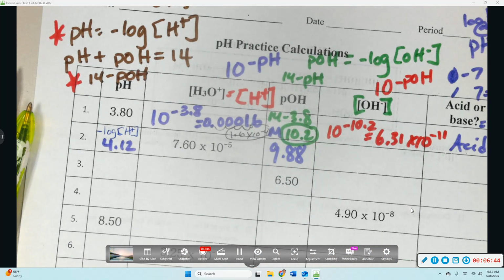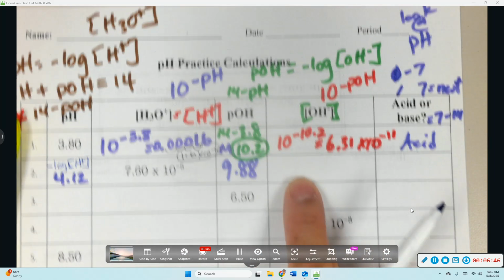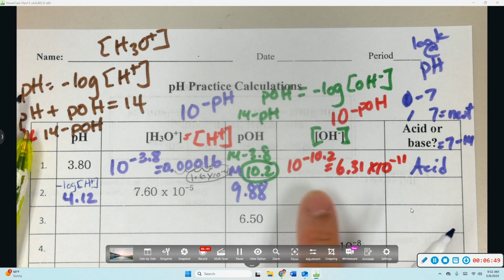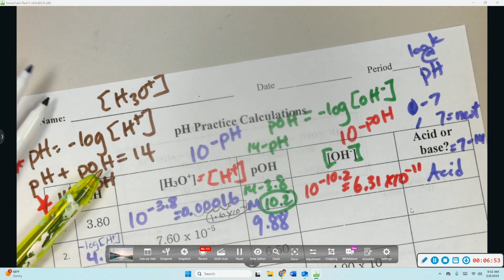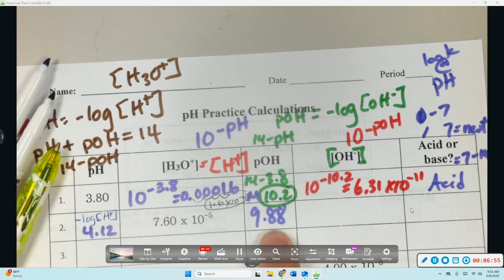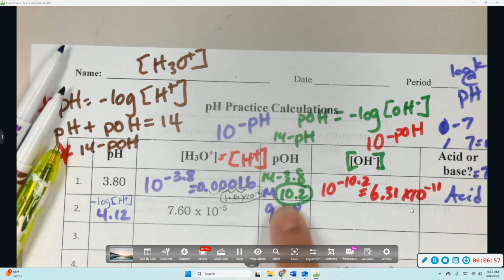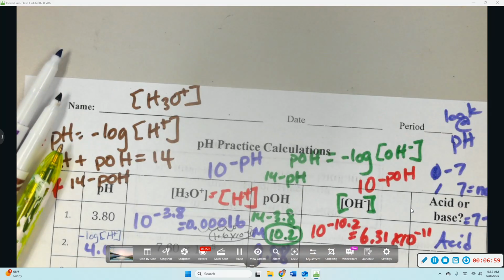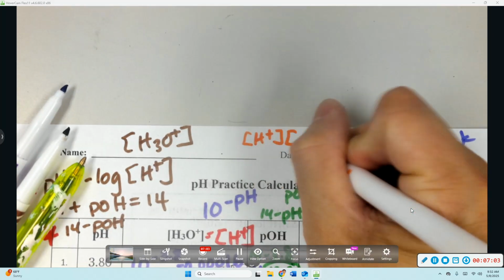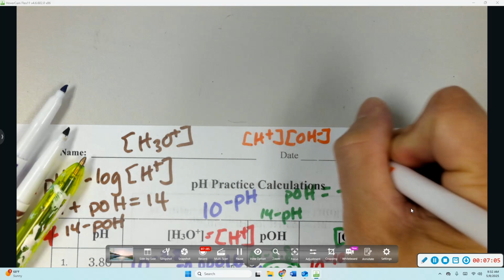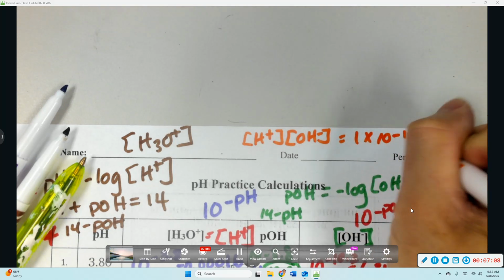Okay. With OH here, there's actually 2 ways to do that. So the first way is 10 raised to the negative 9.88, the antilog of the pOH. Or the formula: H concentration times OH concentration is always equal to 1 times 10 to the negative 14.